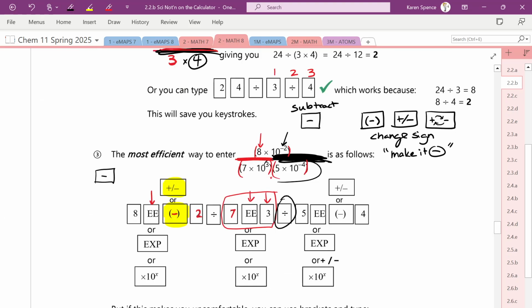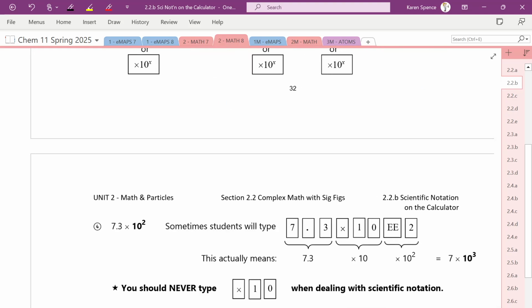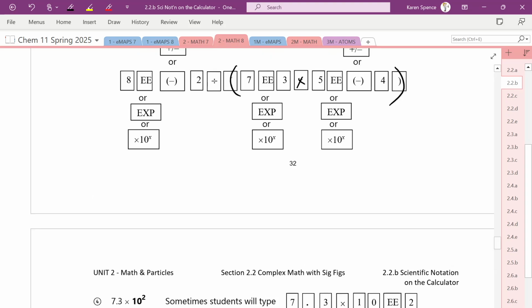You should get, where are we at? It doesn't say. Does it say on the next page? No, it doesn't. Yes, it does. Does? No, no, no, it doesn't.